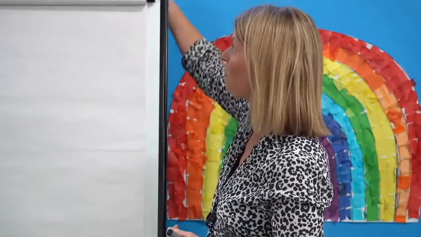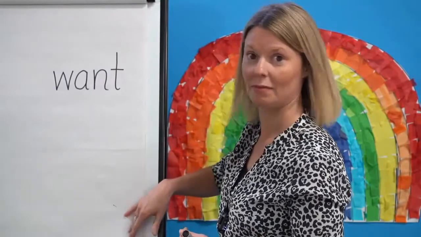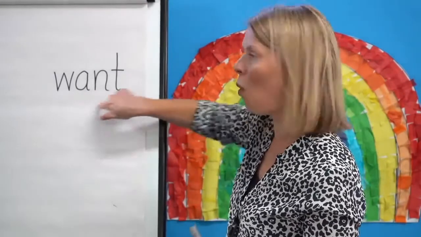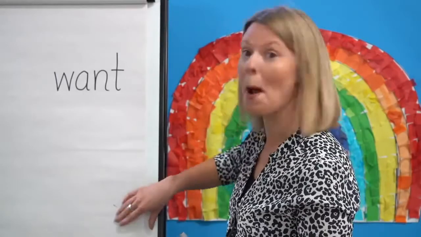Your turn. Have a go. Say the word. Say the sounds. Write it down. Don't forget our new way of writing O. Ready? Have you got that? Oo, O, N, T. Want. Well done. Brilliant.